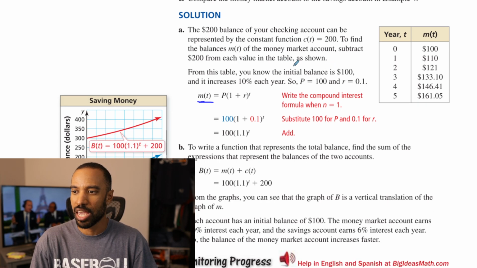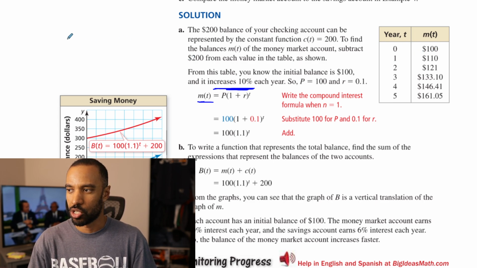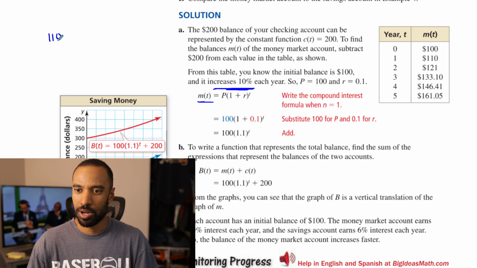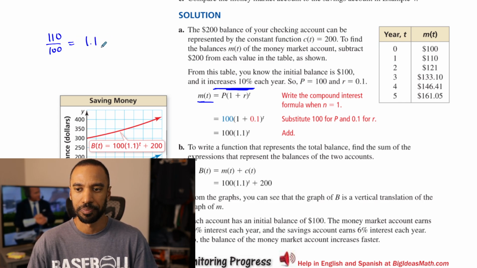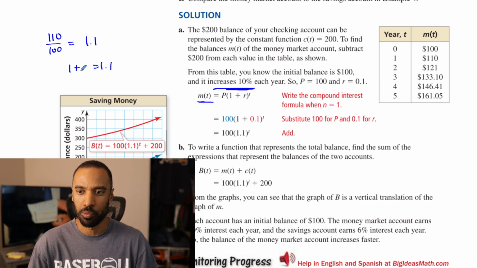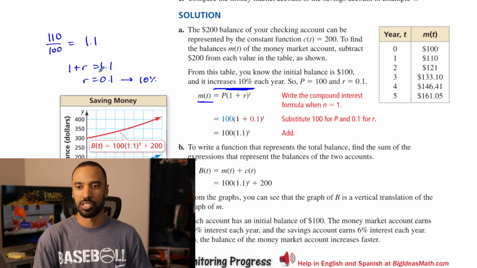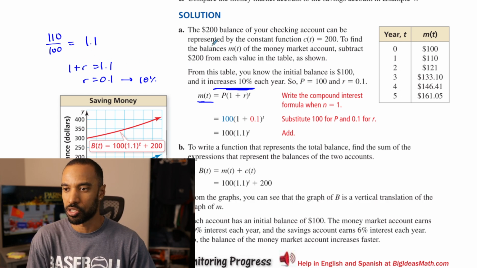So anyway, from the table, it says the initial balance is 100 and increases 10% each year. How do we know it increases 10% each year? Because you can divide one number by the one before it. If we look at year 0 to year 1, we have $100 to $110. So if we divide one by the one before it, we get 1.1. Now, as far as our formula goes, 1 plus R is 1.1. When you subtract 1 from both sides, R is 0.1, and 0.1 represents 10%. Because it's a plus, it represents an increase. This is an interest amount.